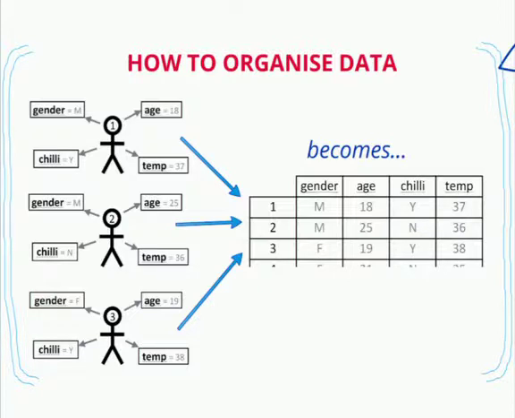Because if you get real data and take it to a statistician, if it's not organised like this, it's like hours and hours of work for everybody. So, this is how it works. Each person is a row. And each thing that you record about them is a column. So this person number 1 here, I've recorded their gender, their age, whether they had chili in their meal and what their temperature was. So this is the chili question. And I've recorded all their information in this row here. And this person, I've recorded all their information in this row, and so on. Rows for the subjects, columns for the variables.